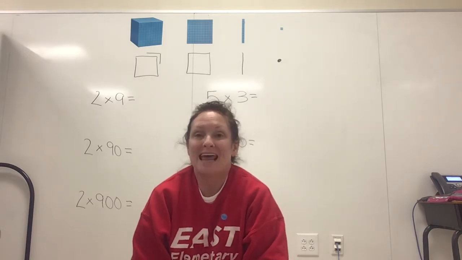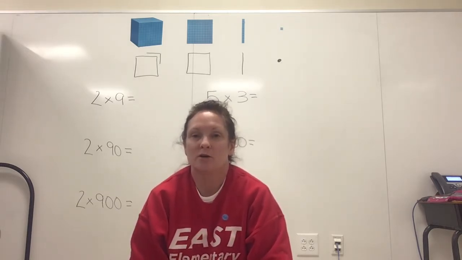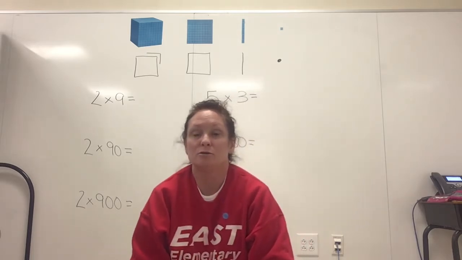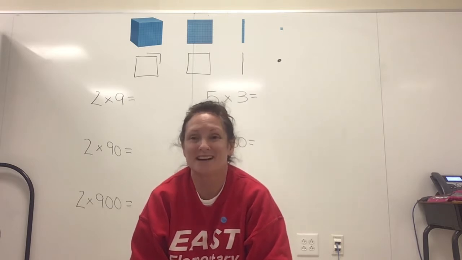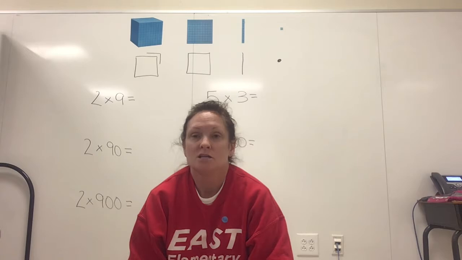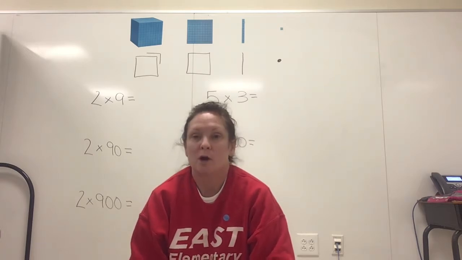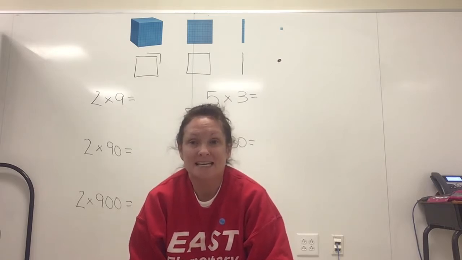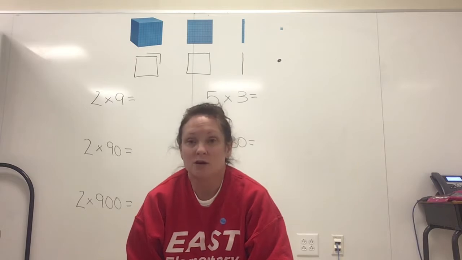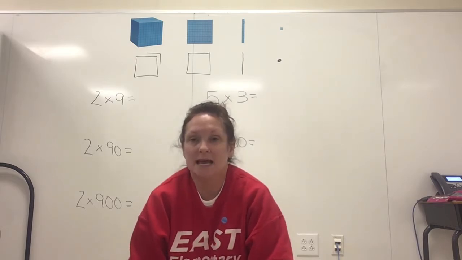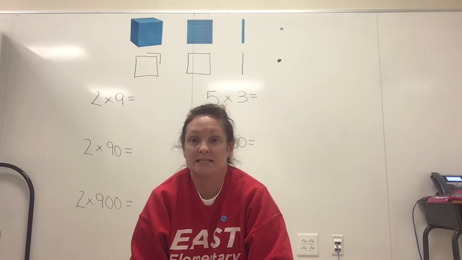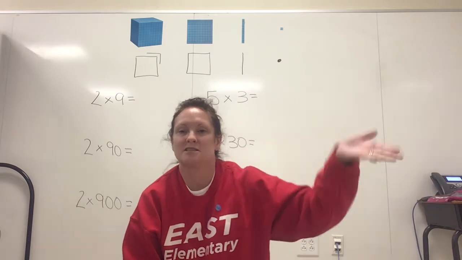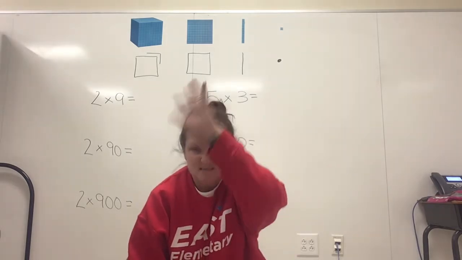Okay, so you remember last video we started talking about multiplying by multiples of 10 and we used base 10 blocks to demonstrate that concept. So if you remember, when you multiply a number by a multiple of 10, your product, or your answer, is going to increase by that same multiple of 10. Correct? It's like jumping from one place to the next in your place value chart. It's a times 10. Same thing.